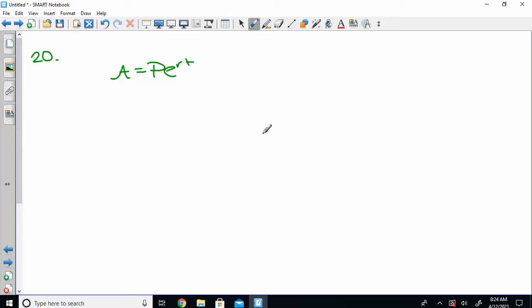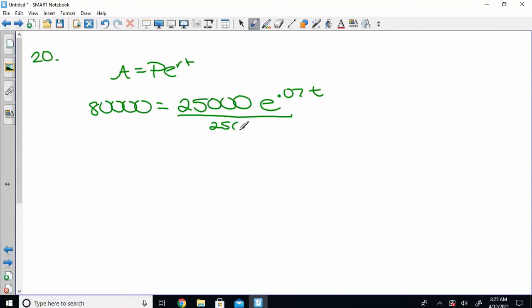A is your ending amount. How much do we want to end with? P, principal, starting amount. E is just the button on our calculator. What's our interest rate? And we're trying to find t. So first we divide the 25,000. And that comes out to be a 3.2.